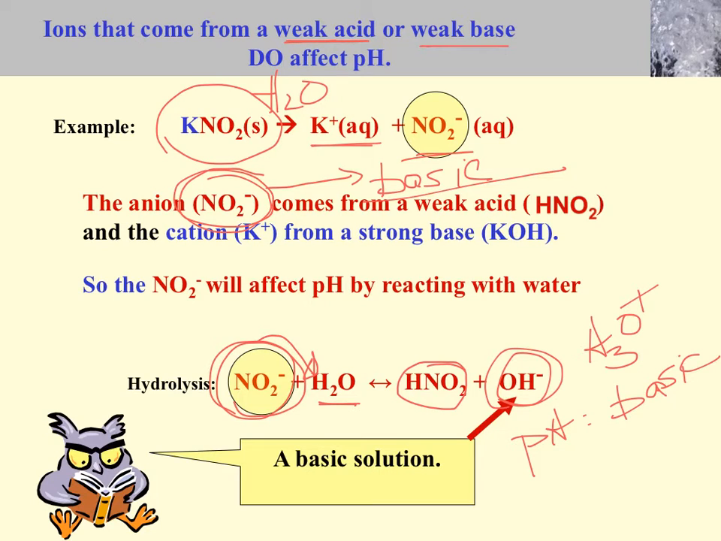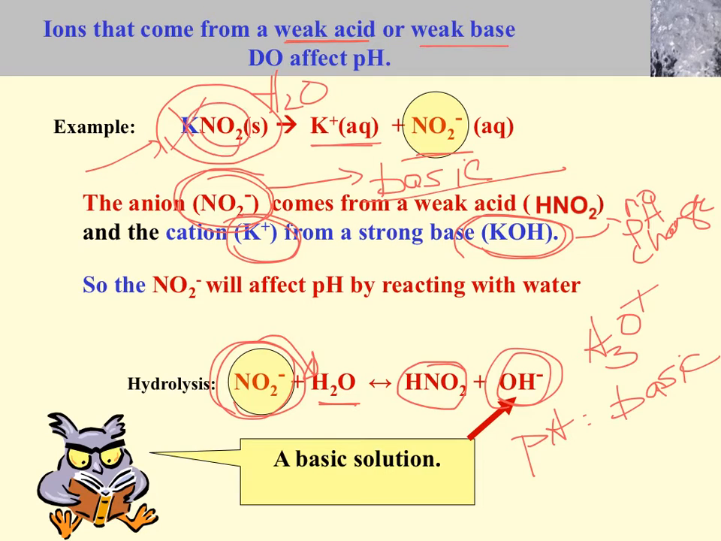Let's look at the cation. Potassium nitrite also has a potassium ion. That potassium ion comes from a strong base, KOH. Okay? What does that tell us? If it's from a strong acid or strong base, there's no pH change. So this problem is made more simple. We can ignore the effect of potassium changing the pH and focus on the anion that comes from a weak acid, and we know that we have a basic solution. My guess is you're going to have to go through a few of these before they begin to make sense for you.